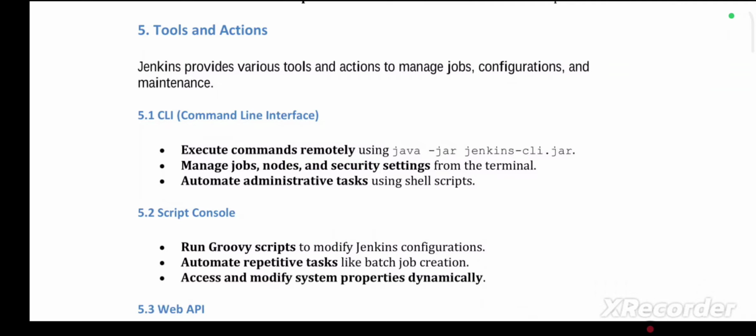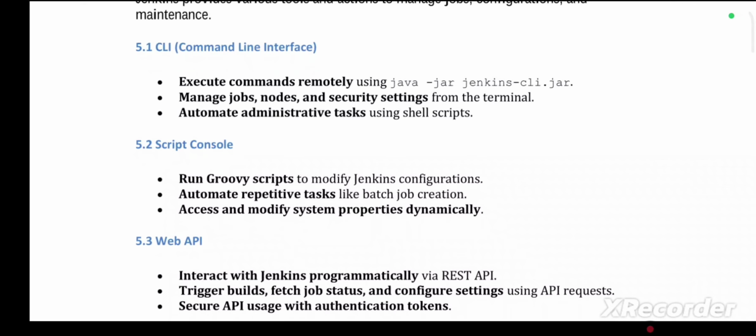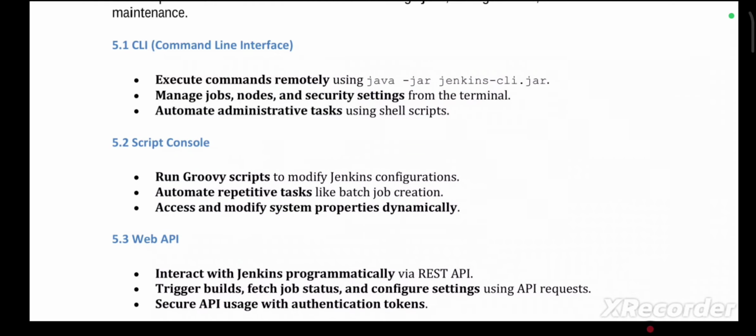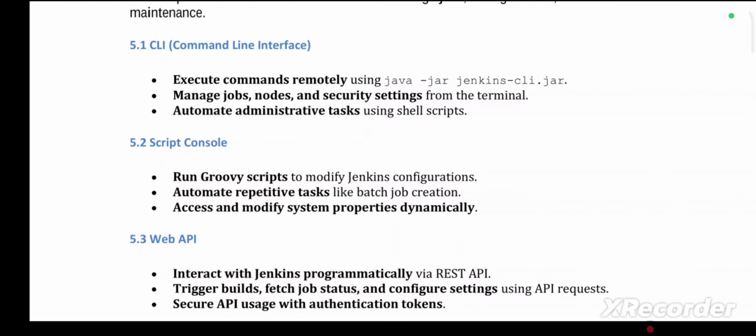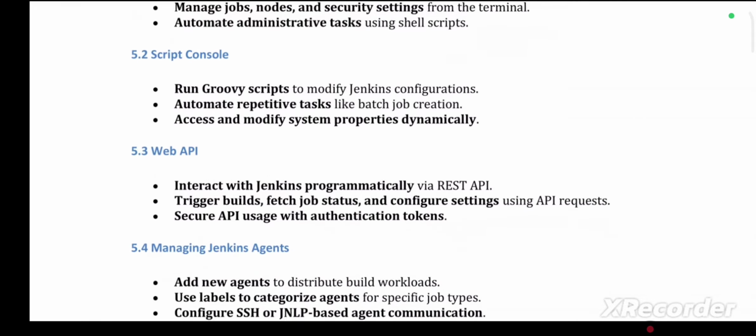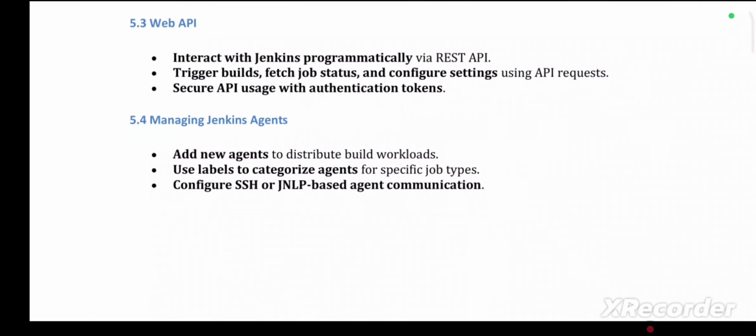Within the Jenkins dashboard, you can see this particular terminal, and the script console. Here you can run Groovy scripts to modify Jenkins configurations based upon our requirements and the tasks we need to achieve. We can automate repetitive tasks like batch job creation, and access and modify the system properties dynamically, even while running the job itself.